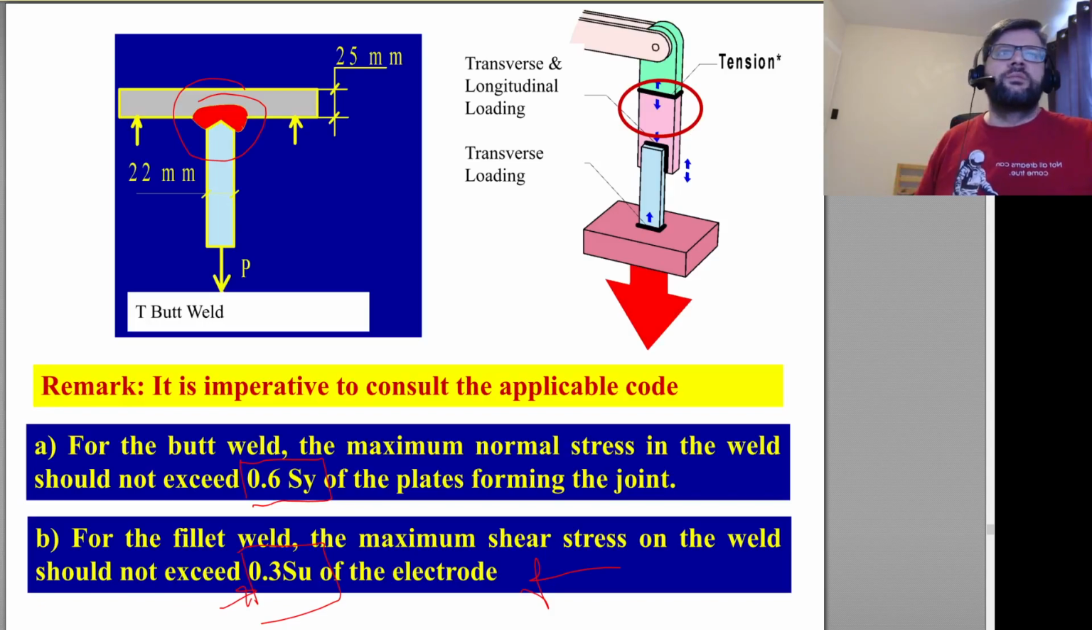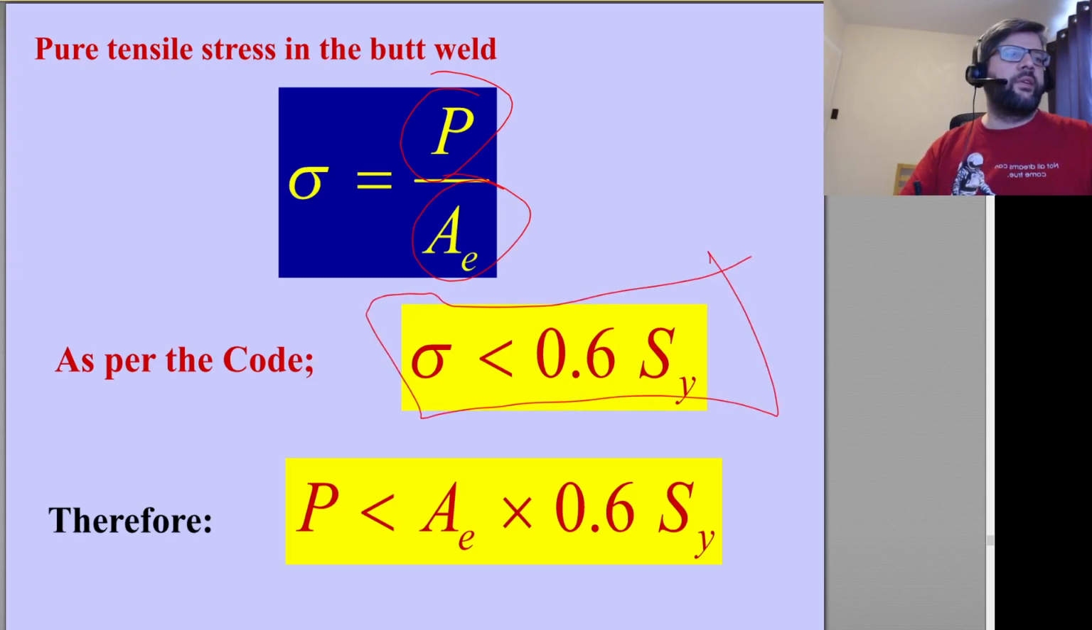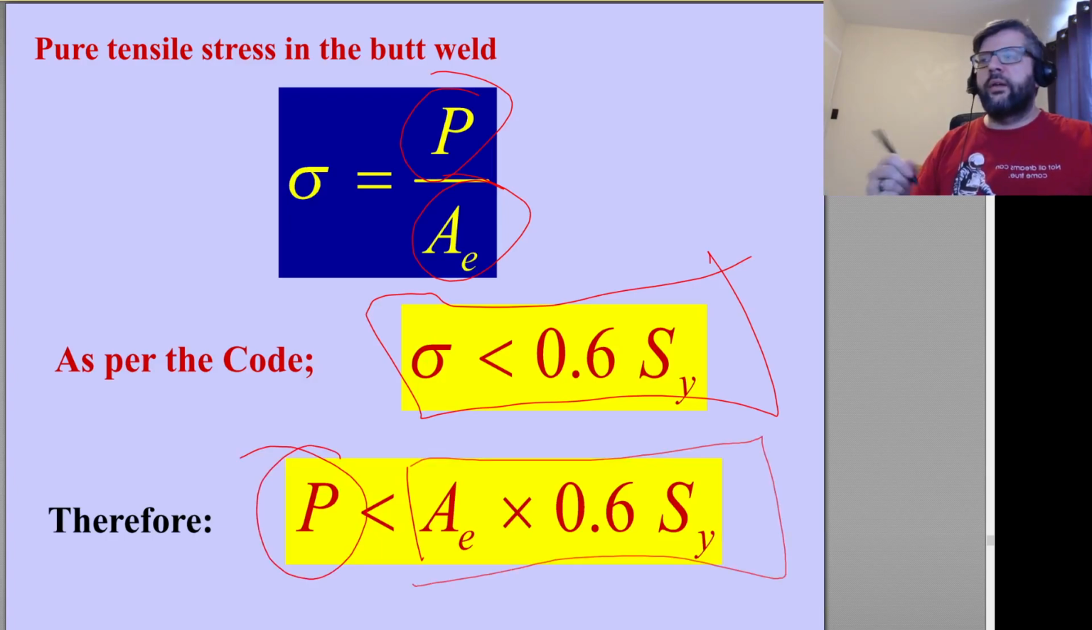So for the tensile stress of the butt weld, we've got the load and the effective area. This is our failure criteria. So the load needs to be less than the effective area of the weld times 0.6 times the SY.